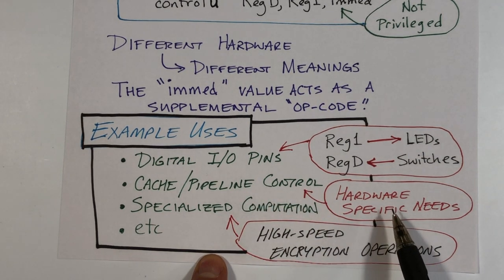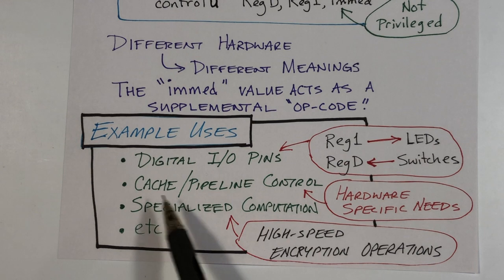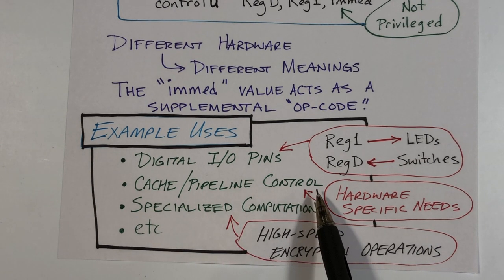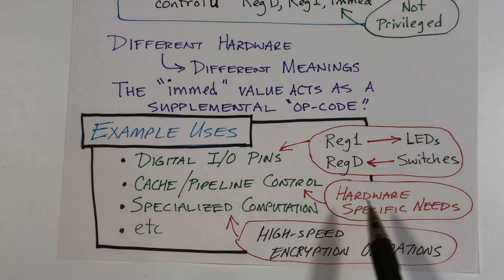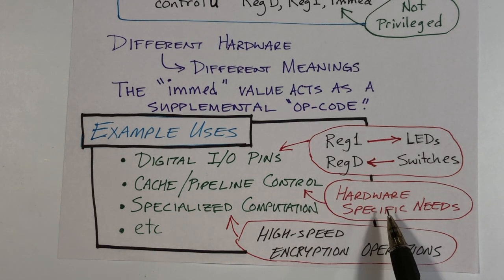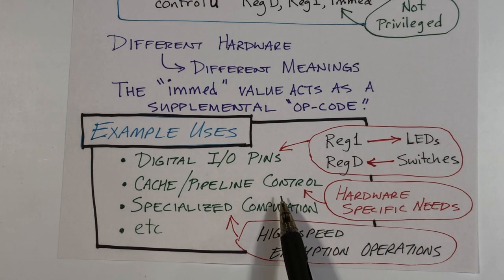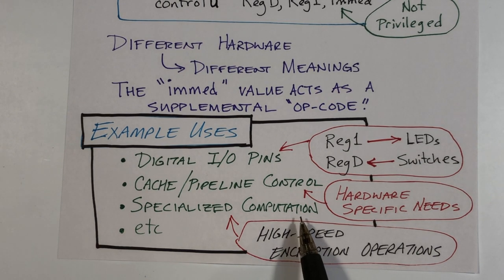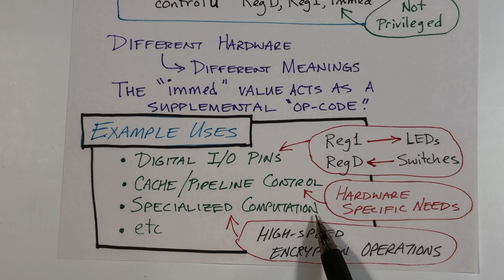It may be that your hardware needs to have some specific control over the cache or pipeline, for example, to flush caches or to sync caches on a multi-core system, something like that, or to send signals to other cores. This might be a use for a control instruction. There may be also a need to perform some specialized computation. In particular, high-speed encryption is important. Well, encryption itself is important, and it's important to do it with specialized hardware because the operations are sometimes rather time-consuming. And so this is another situation where a control instruction might be designed to take care of that functionality.